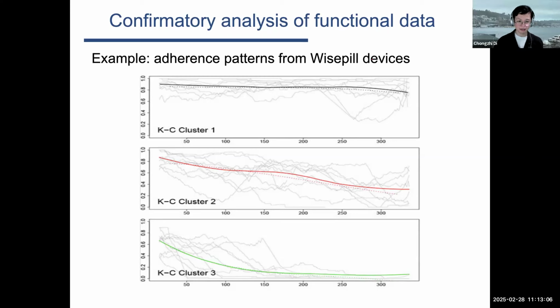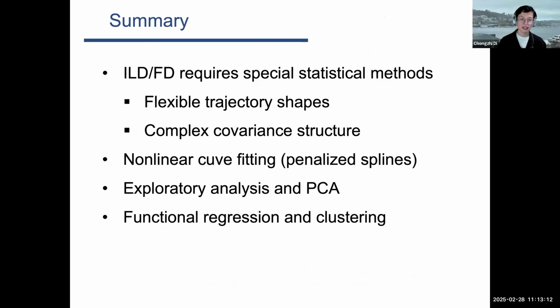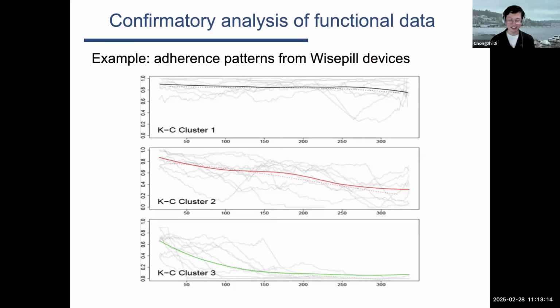So these are the 3 clusters we identified from the functional clustering algorithm. And I think we did some additional regression analysis as well, using this cluster membership either as an outcome or as a predictor. But I think this will be very similar to the smartphone example, so I didn't show the details here.